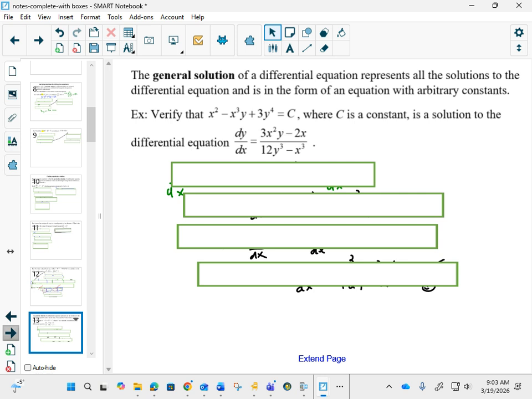So we want to verify if this equation is a solution to this. All right. Going to test your memory. So what do we need to do? Well, we need to find the derivative to test this. But in finding the derivative here, do you see what kind of question this is? What kind of differentiation is this?